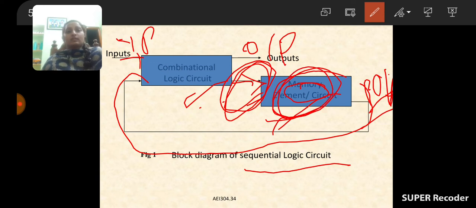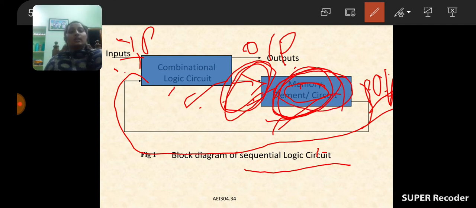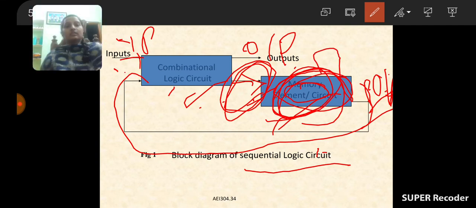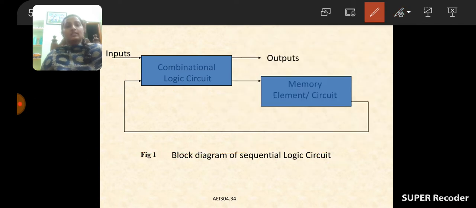In combinational logic circuits, the present output depends only on the present input, but in the sequential logic circuit, the present output depends on the present inputs as well as the previous output. So each and every time there is a need of storing the previous stage output. Where do we store the previous stage output? In the memory element, so it must require one memory element. Is it clear? This is about the block diagram of sequential logic circuits.